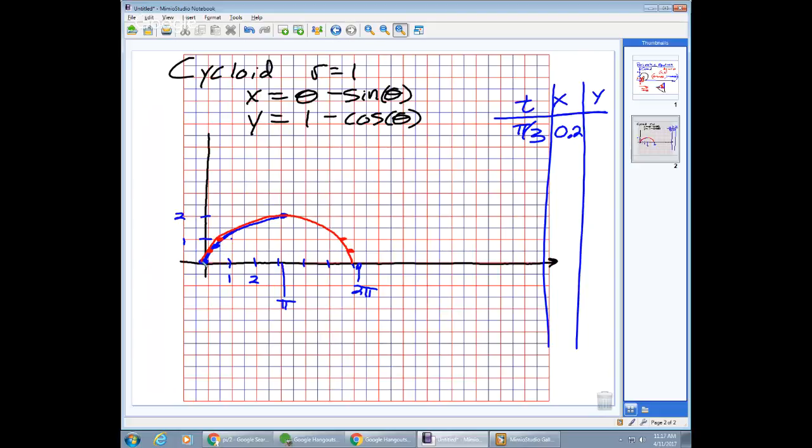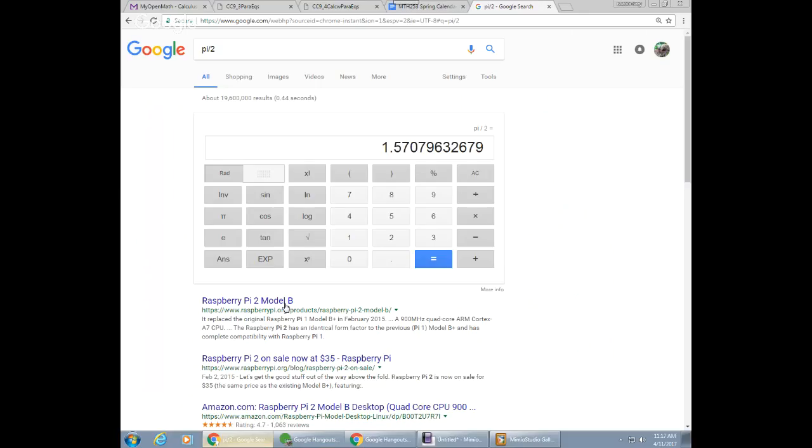So let me fill in a couple more here. Let's see, what did we have? We had 0.2 and 0.5. And then we did pi over 2, and pi over 2 was 0.6 and 1. And let's try 3 pi over 4 next. Let's see what we get.